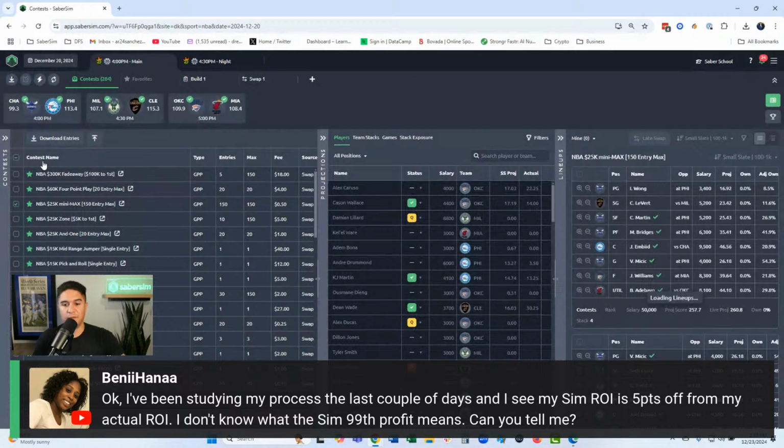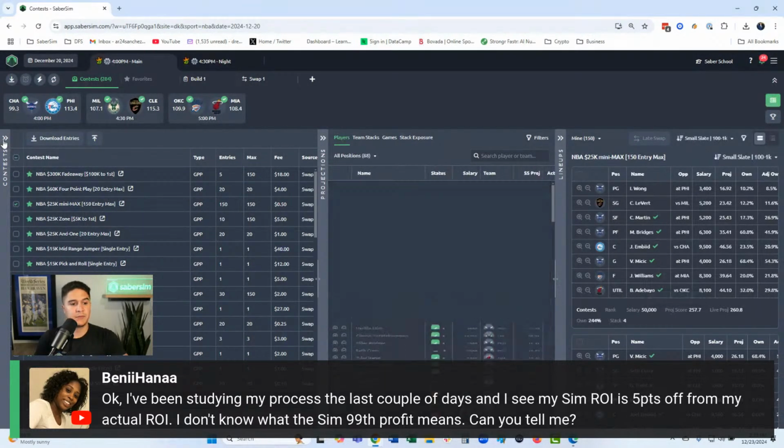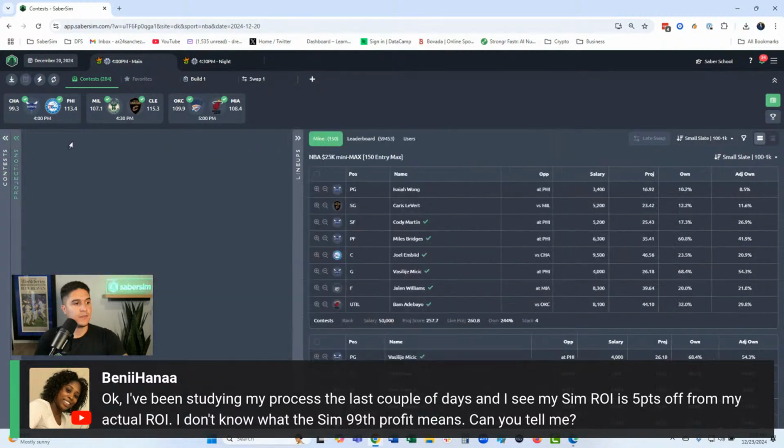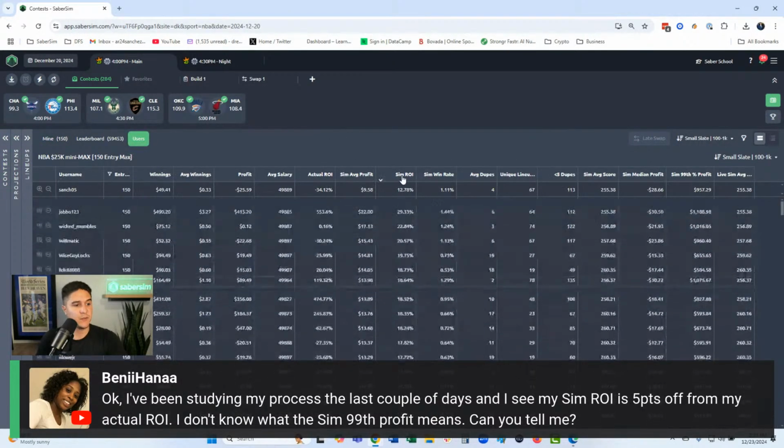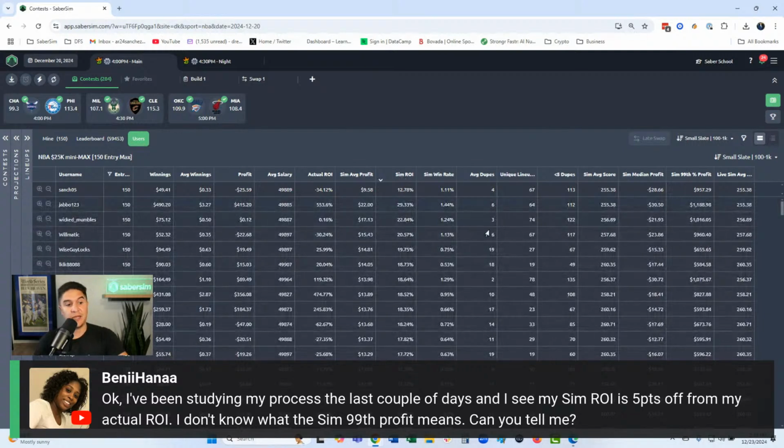And then we'll review this question again. So let this load. Okay, go over to users. People entered 150. Sort by sim ROI. If I were reviewing this, I'm like, hey, if you're in the top 15% plus, you're probably doing something right. I'm right under that, like 12.78. I wouldn't be too concerned about it, right?